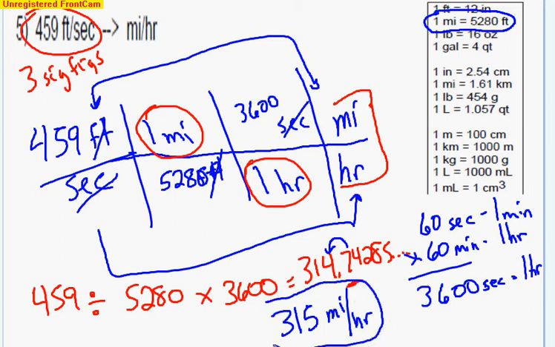So if you have, say, a flying projectile, some kind of object, and it's traveling at 459 feet per second, it's actually converting to something that's more understandable, since most of us have been in a car and we know miles per hour, mph. It's traveling at about 315 miles per hour, going quite quick.